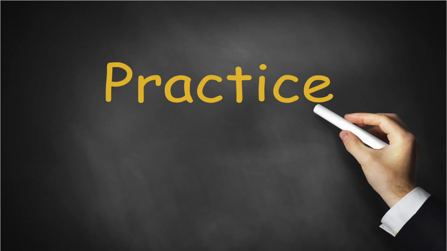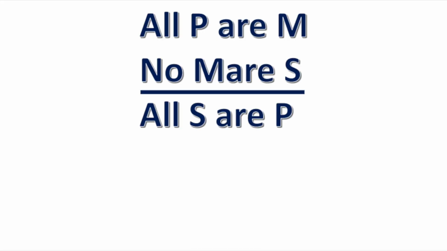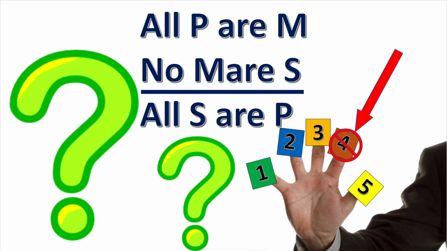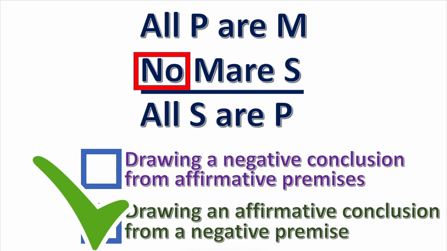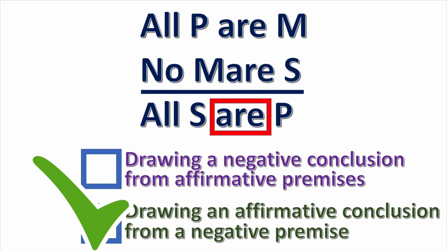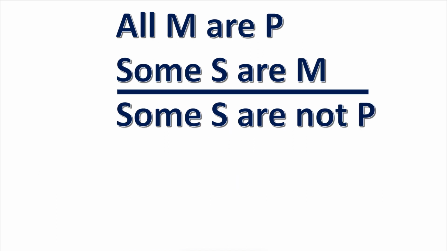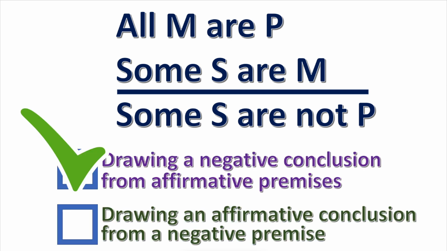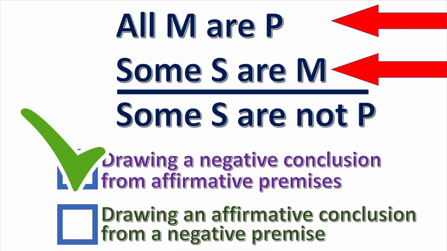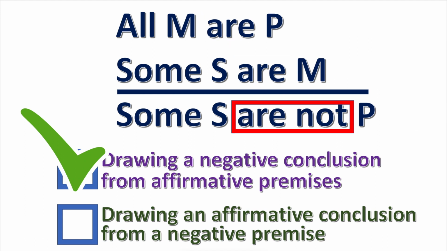Let's work a practice problem. This syllogism breaks Rule 4. What fallacy is committed? Press pause. The answer in 3, 2, 1. The second premise is negative, but the conclusion is affirmative. Next practice problem. What fallacy is committed here? Press pause. The answer in 3, 2, 1. Both premises are affirmative, but the conclusion is negative.